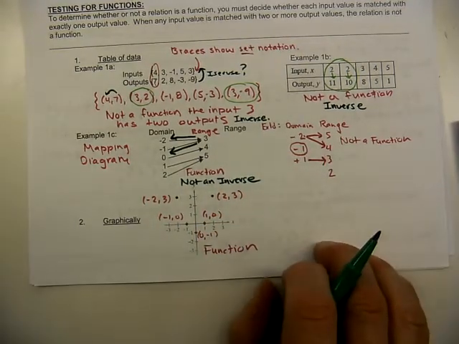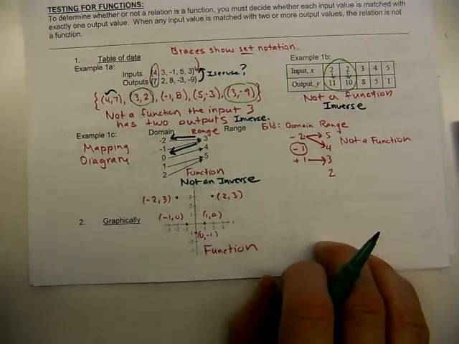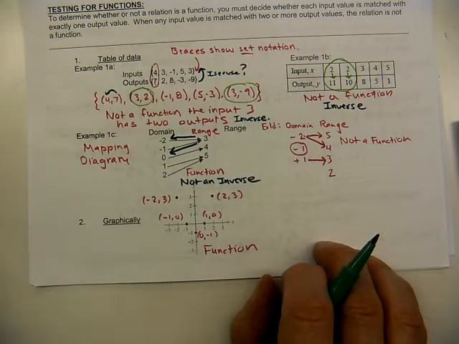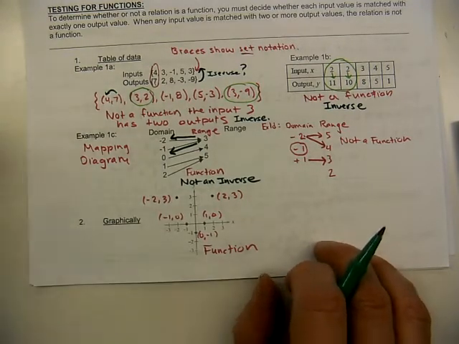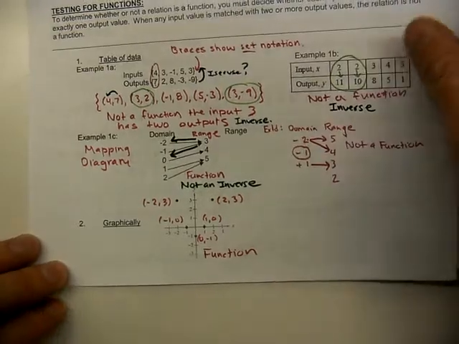And so we're thinking of this in reverse order. Does every output have exactly one input? So that's what we're doing when we're looking at a table of values or a mapping diagram. But we don't always have a table of values or a mapping diagram.